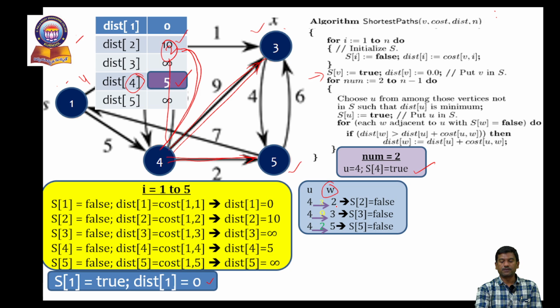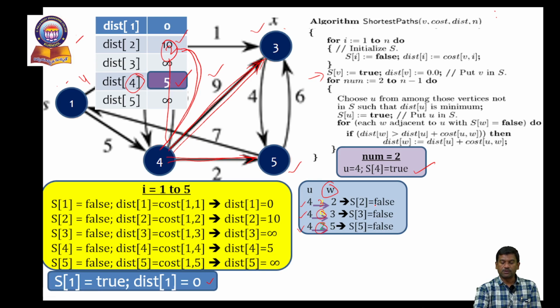From 4 we can reach 2, from 4 we can reach 3, and from 4 we can reach 5. And what are the edge costs associated? From 4 to reach 2, the edge cost is equal to 3. Similarly, from 4 to reach 3, the edge cost is equal to 9. From 4 we can reach 5 with the edge cost equal to 2.